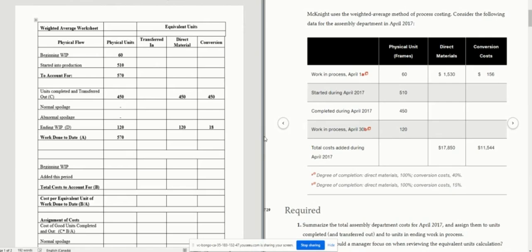So in terms of the equivalent units of direct materials, how much was used this month? Looks like 570. But in terms of the conversion costs, because the ending work in process was only 15% complete, it means that we didn't do 120 units worth of work on them yet. We only did 18 units worth of work on them, plus the 450 that we shipped out. So I guess that adds up to what, 468?